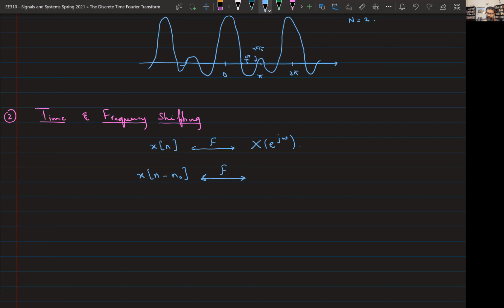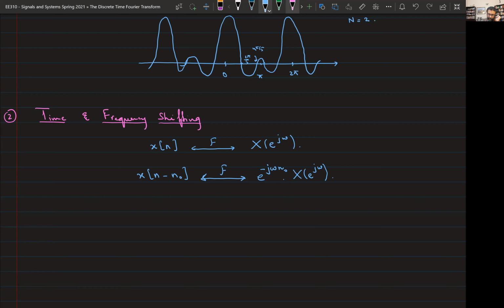Thank you, Talha. Right? So you multiply by e raised to the power minus j omega, or a phase shift, as Ibrahim says, but the phase shift is not constant. The phase shift is a linear phase shift, right? So this is e raised to the power minus j omega n naught times X of e raised to the power j omega.